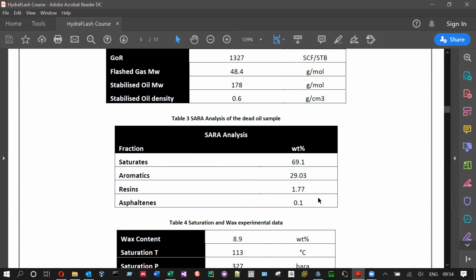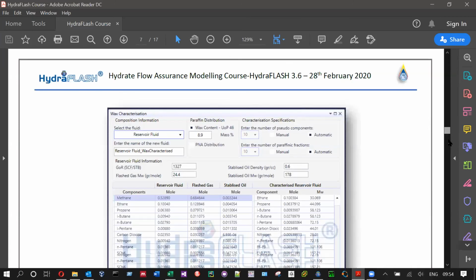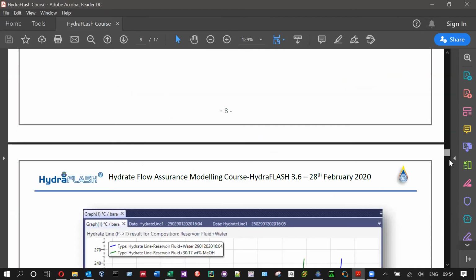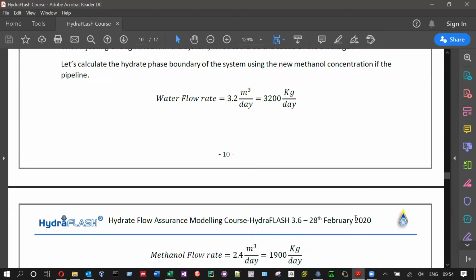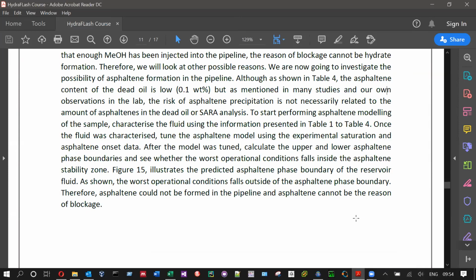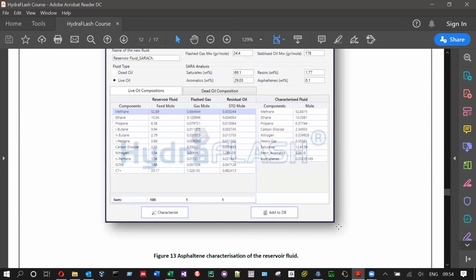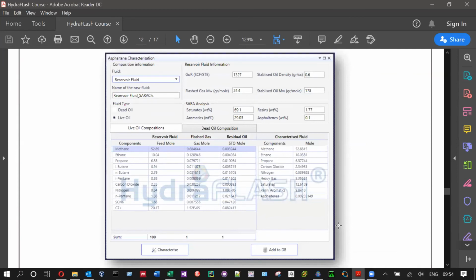In many studies and also our own observations in the lab, the risk of asphaltene precipitation is not necessarily related to the amount of asphaltene in the oil or the SARA analysis. So we cannot really rely on the SARA analysis and say, okay, because the asphaltene concentration is very low, we don't have any asphaltene problem in the system. We need to investigate that. And to do that, I need to characterize the fluid using this SARA analysis. So this is figure 13 in your document.